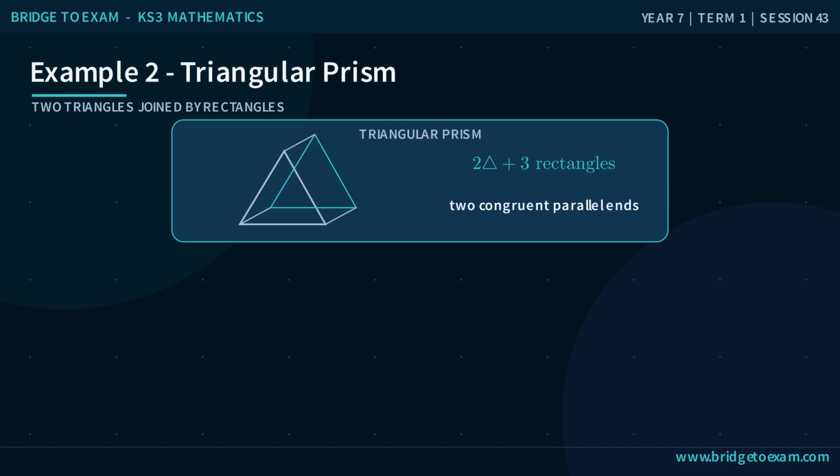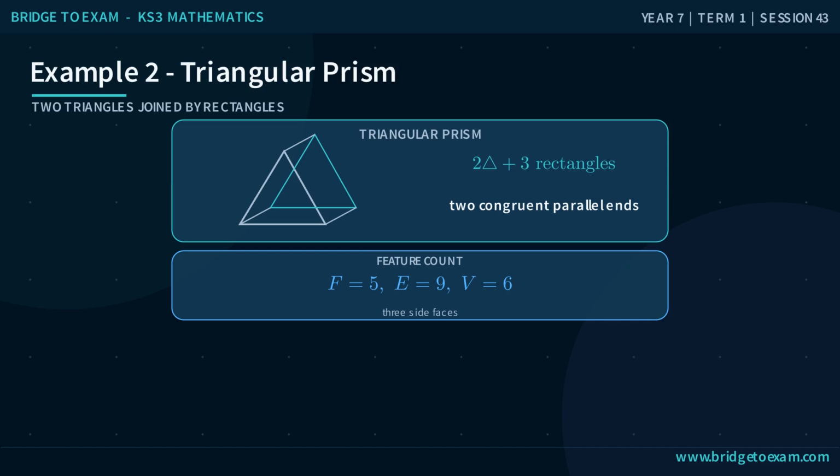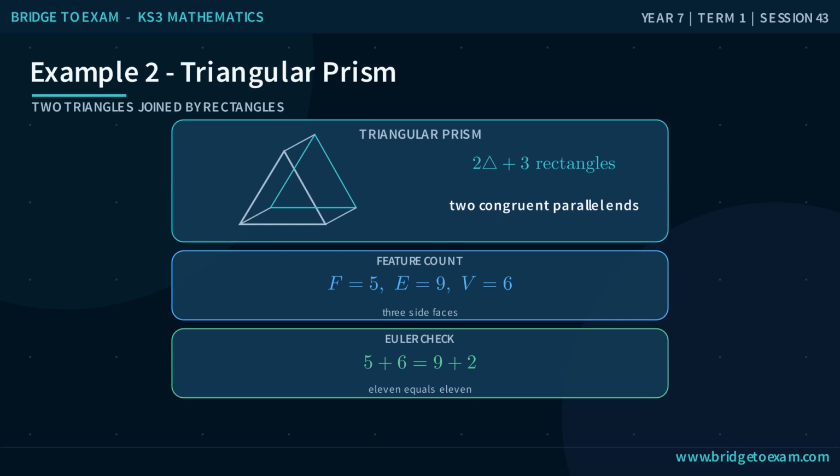A triangular prism has 2 triangular ends connected by 3 rectangular faces. That gives 5 faces, 9 edges, and 6 vertices. Again, 5 plus 6 equals 9 plus 2.